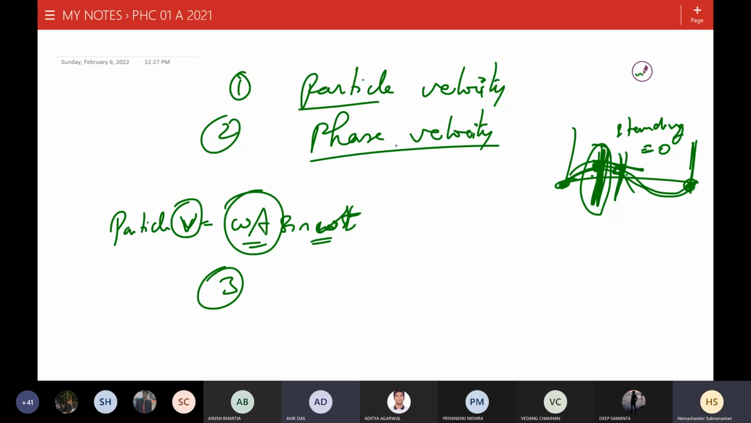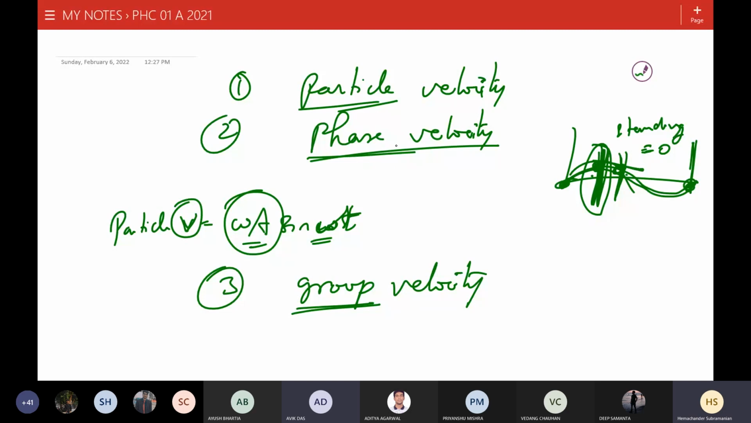Okay, so particle velocity is the velocity of the particle that is oscillating. Phase velocity is the velocity of the phase. It's the speed at which the crest or trough is moving. And then there is something called group velocity. This is not a very intuitive concept. What is this group velocity?